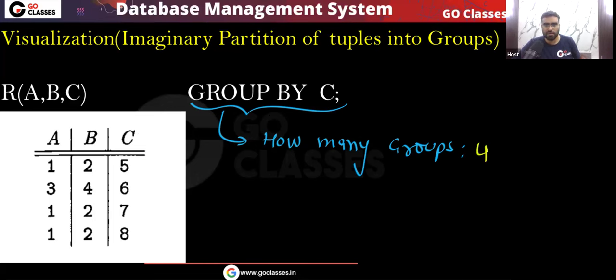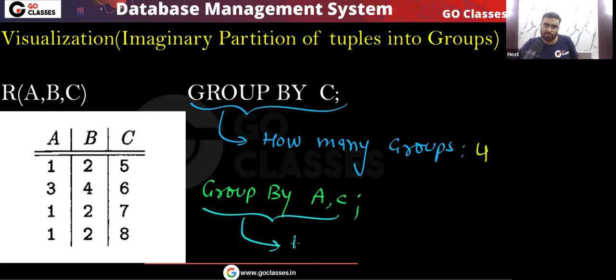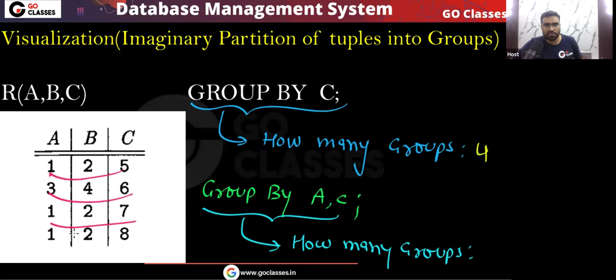If I say, for example, group by BC or maybe AC, group by AC, now you tell me the answer. How many groups? Look at AC: 1 5, 3 6, 1 7, 1 8. All are different, so four groups will be created.